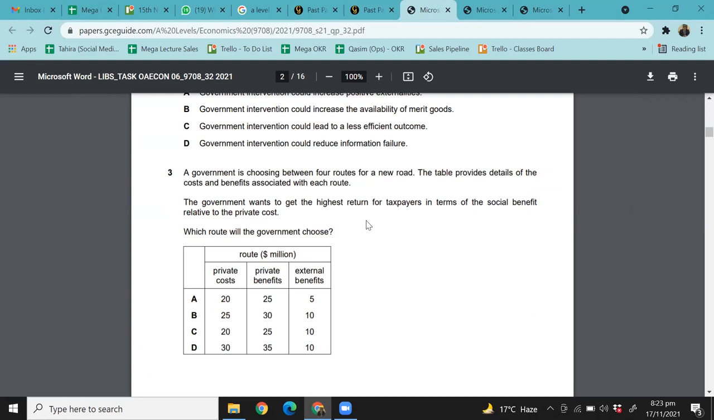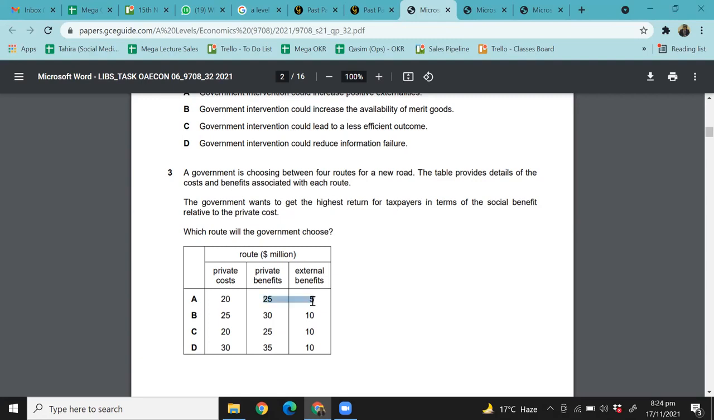30 and 40. Cost is less. So B is also yielding a total benefit of 15, and C is also doing that. 35 minus 20 is 15. The cost is the lowest. Oh, I get it. Cost is the lowest. So think about this.